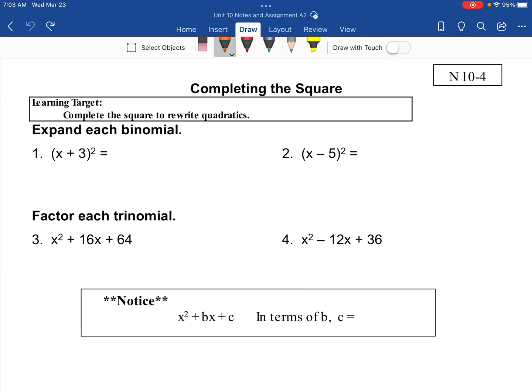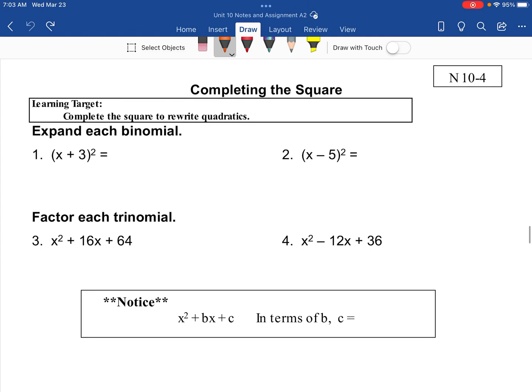First, let's look at a couple of examples. Number one says expand each binomial. So what that means is we're going to multiply it basically. So x plus 3 squared is the same thing as x plus 3 times x plus 3. You can box it, FOIL it, multiply in your head. Regardless, if you expand it, it becomes x squared plus 6x plus 9.